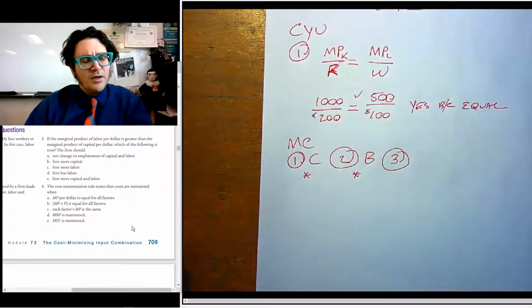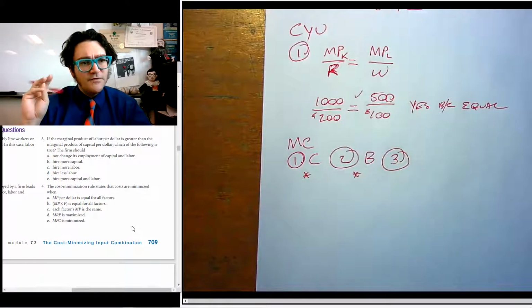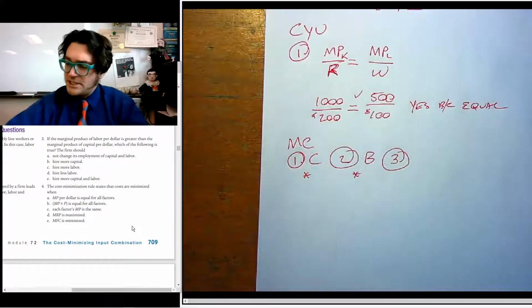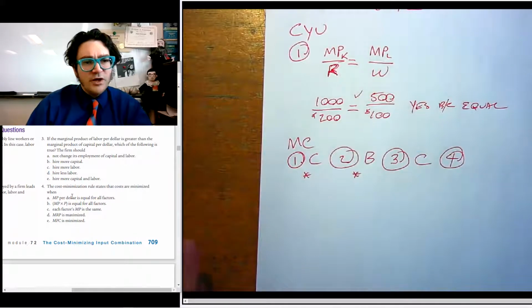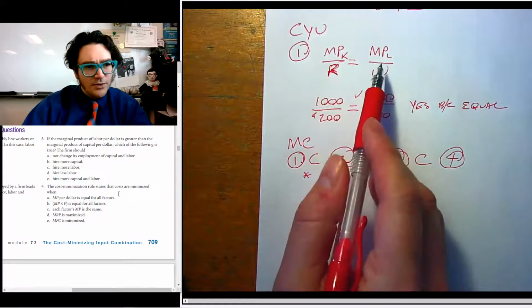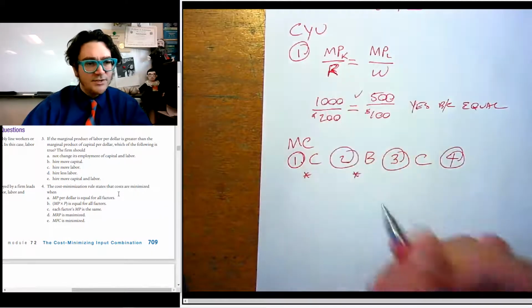If the marginal product of labor per dollar is greater than the marginal product of capital per dollar, you should hire more workers and fewer machines, because these aren't equal. So the firm should hire more labor. That's an easy one. The cost minimization rule states that costs are minimized when marginal product per dollar is equal for all the factors.